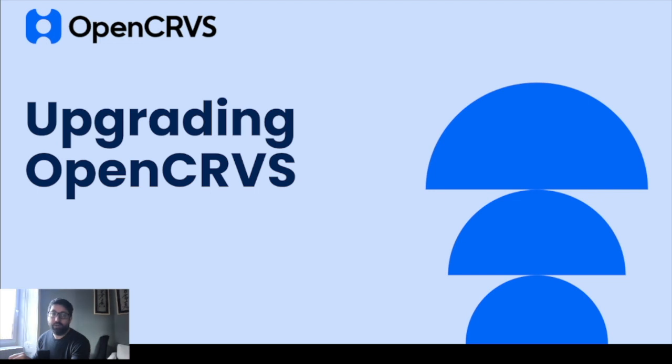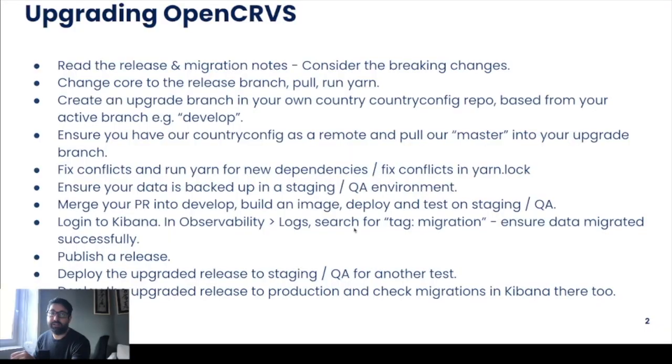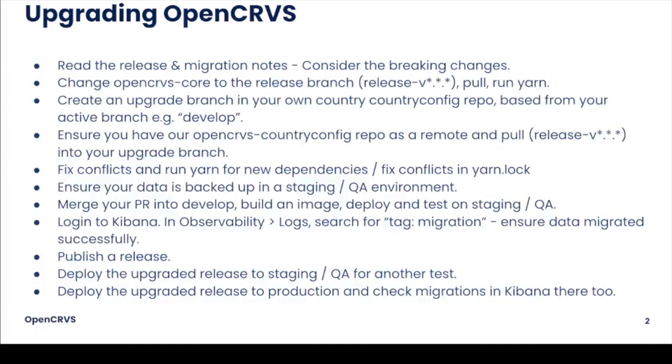So I just want to talk to you a bit about what you should do when you're upgrading a version of OpenCRVS. So first of all, read the release and migration notes and consider breaking changes and any extra work that may be required to pick those changes up. Then you're going to be running OpenCRVS locally, so change OpenCRVS core to the release branch that you want. The format of those release branches is always written like this. It's release-v, then the release number.